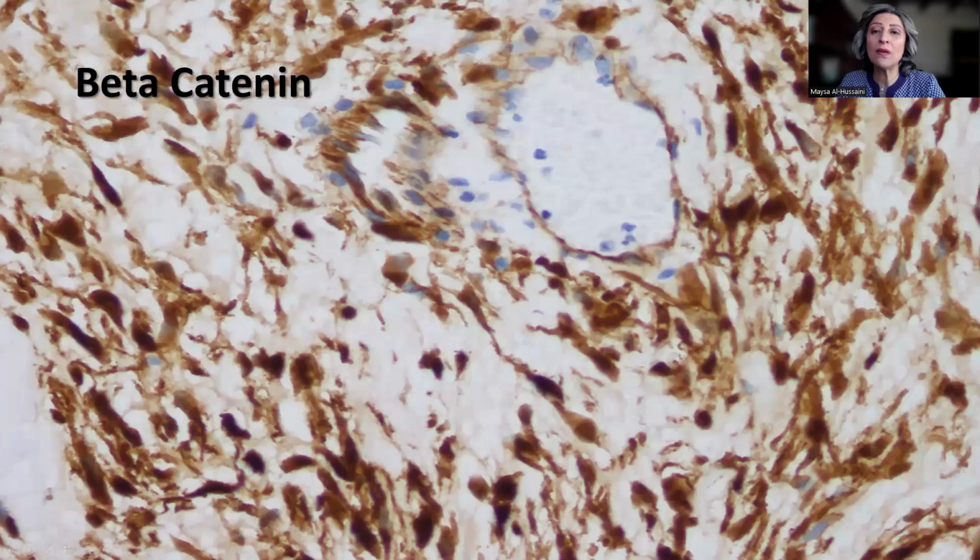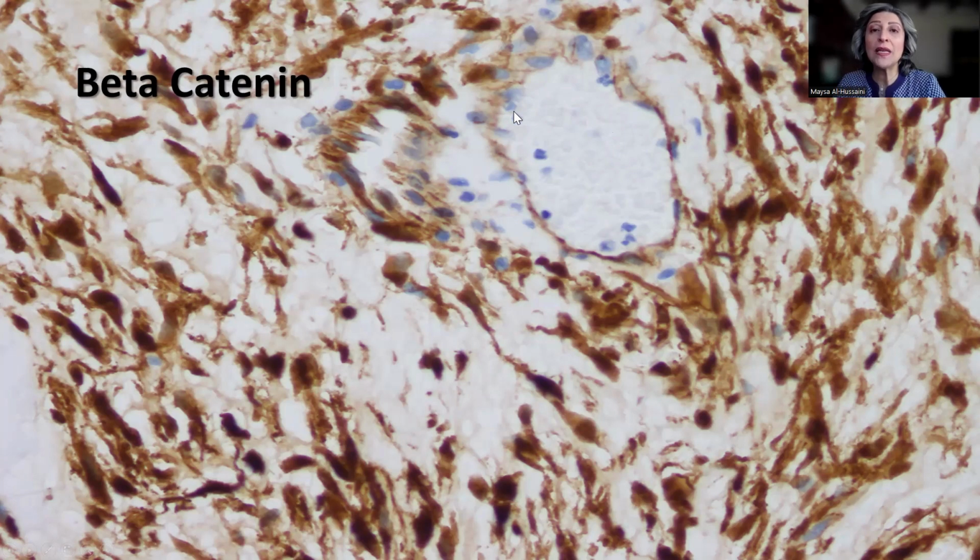Now, how do we really interpret the nuclear stain? I know this is difficult, because usually the cytoplasmic and membranous positivity might make interpreting the nuclear stain difficult. So first of all, the way we interpret it, we have to look for vessels and lymphocytes, in which we know that the nuclei will be negative.